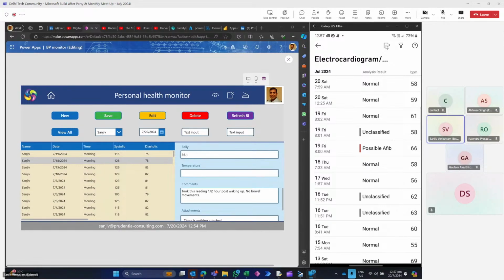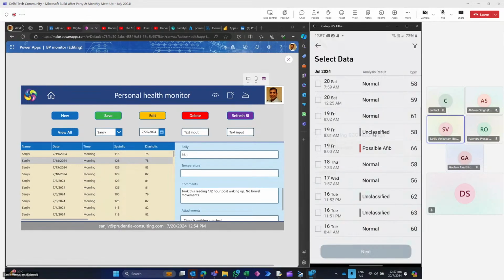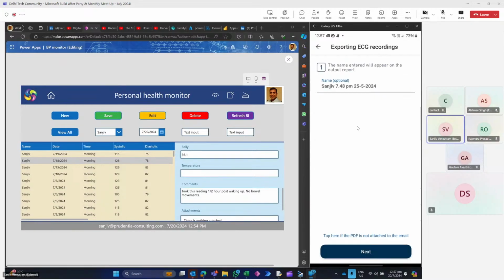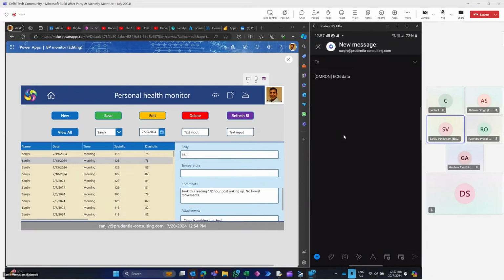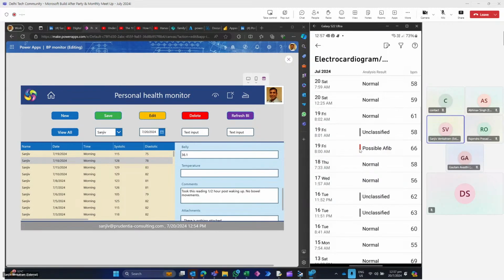But if I were to then say, hey, look, send this over email, I'm going to say next here, agree, skip the password. And then it brings it over to my email, and there's my email. I just send this email now, right? I send this email, so the emails actually come through. So that's it about the app.